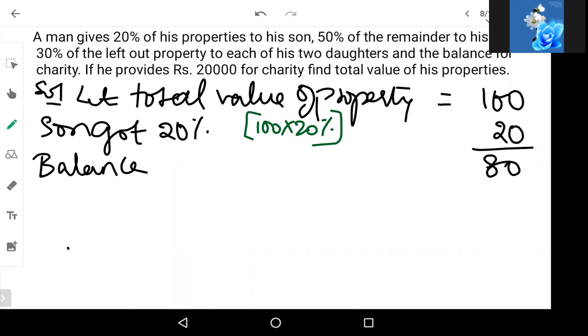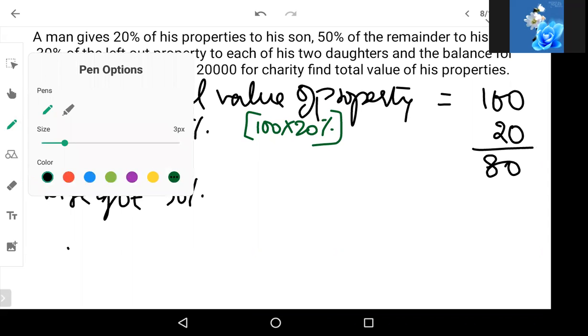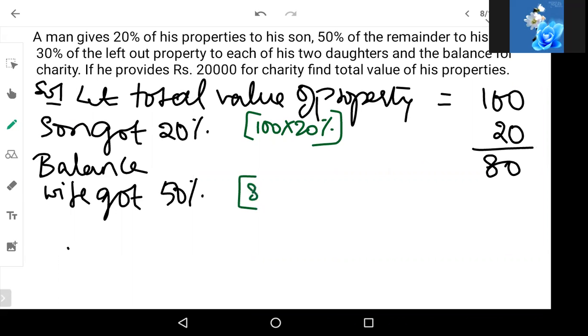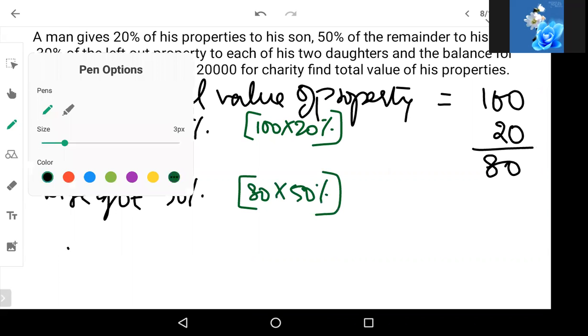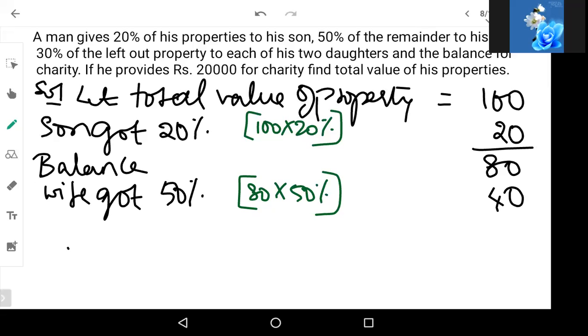Now, the wife is going to get 50% from the remaining. So the wife got 50%, but it is from the remaining. So 80 into 50% will give you how much? 40. So from the remaining 80, 50% is given to the wife. Now 80 minus 40, how much do you get? 40. Okay, so this is the balance.